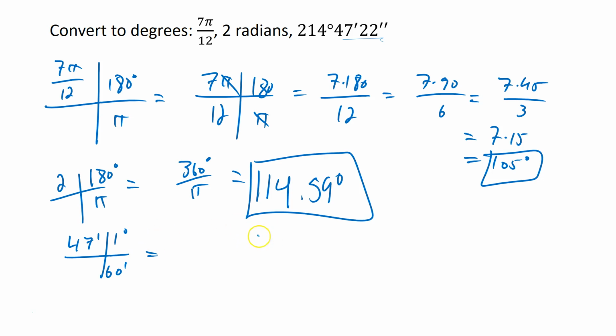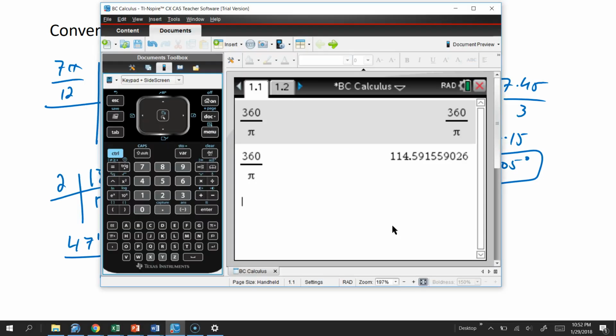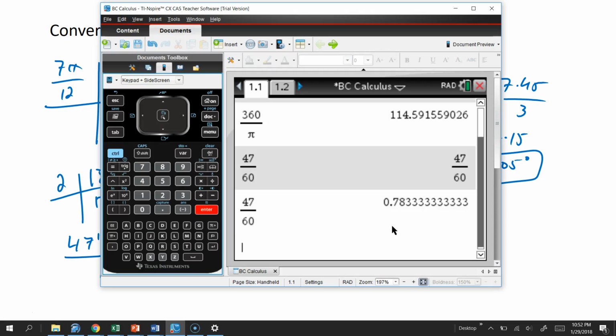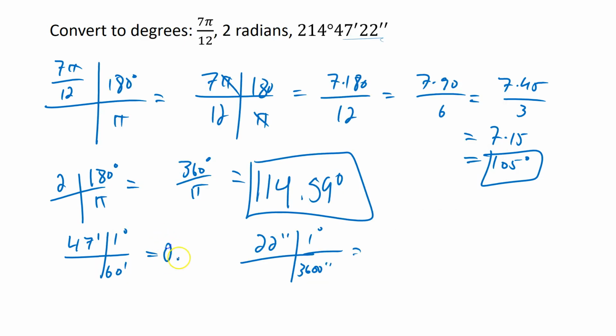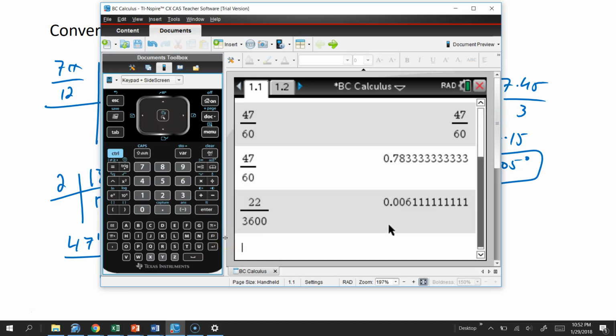So we have 22 seconds. Remember, there's 2 ways you can do it. You can do seconds to minutes, then minutes to degrees. I'm just going to do 3,600 seconds to 1 degree. Okay, so let's go to our calculator now and calculate both of those. So we got 47 over 60. Control enter, gives me 0.783. And then 22 over 3,600 gives me 0.00611.